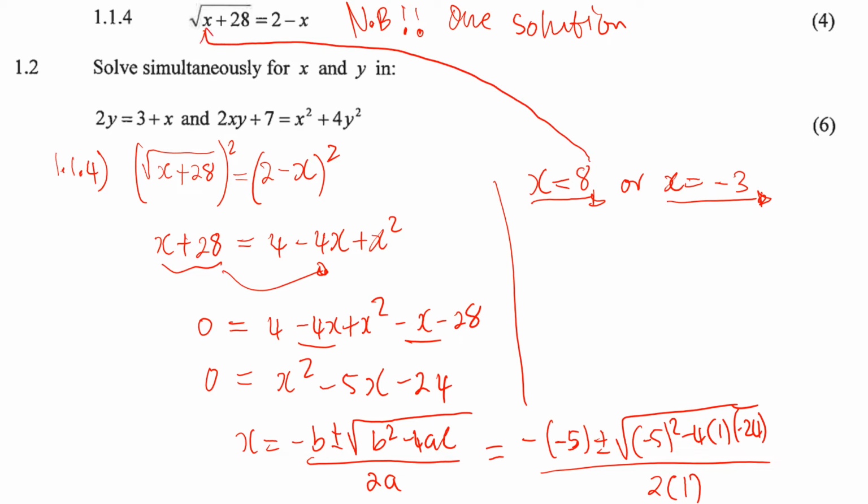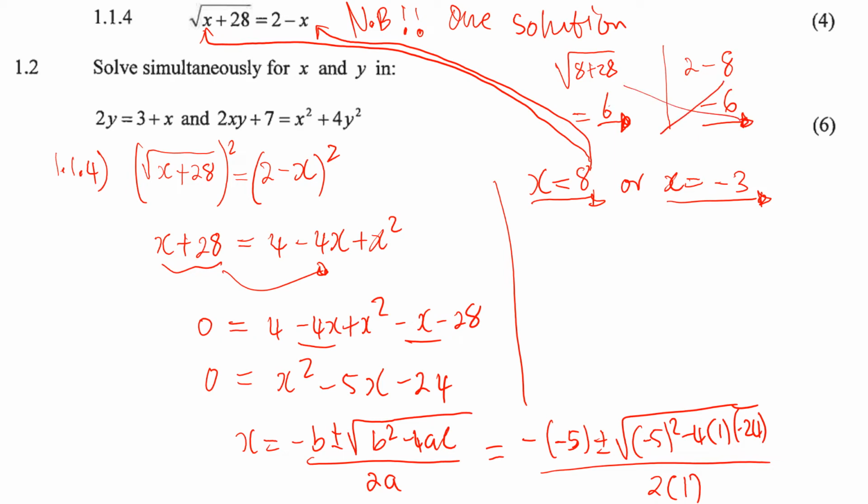We substitute 8 there, and we also substitute 8 here, and we see whether the left hand side is equal to the right hand side. So the left hand side is going to be root of 8 plus 28, which is 6. This side I'm getting 6. Let's see on the other side, are we going to get 6? 2 minus 8 is going to give us negative 6. Can you see? 6 and negative 6 are not the same and are not equal, meaning that when x equals 8, this answer is not applicable. We can just write in front to say this answer is not applicable.